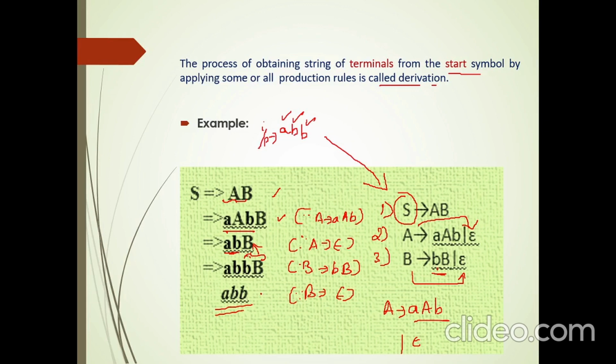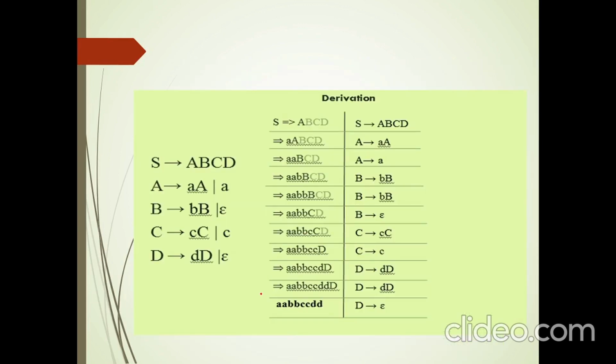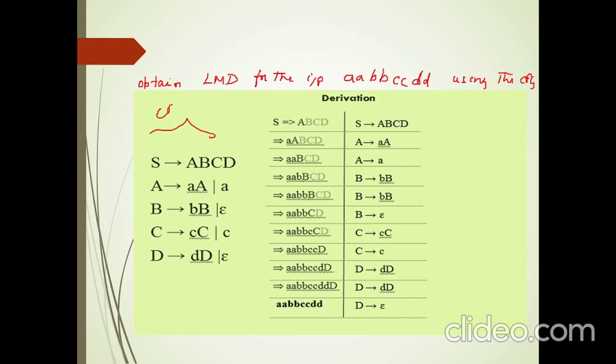Similarly, we'll see some more examples. Here my aim is to obtain the LMD, that is the leftmost derivation, for the input AA, BB, CC, DD using the CFG. This is the CFG I have got. Okay. Now what's next?